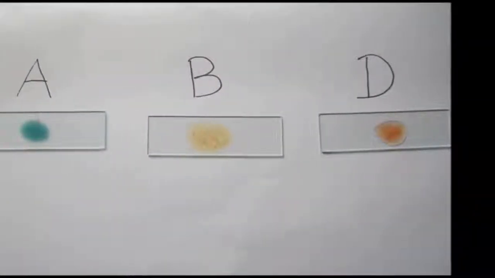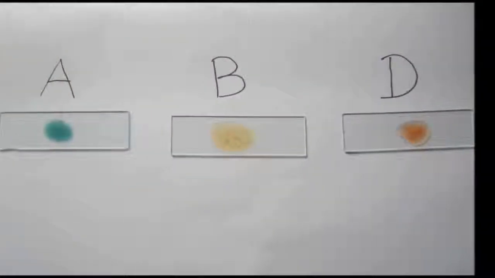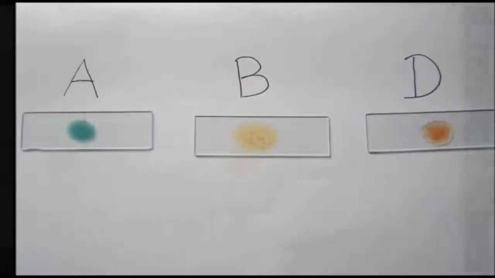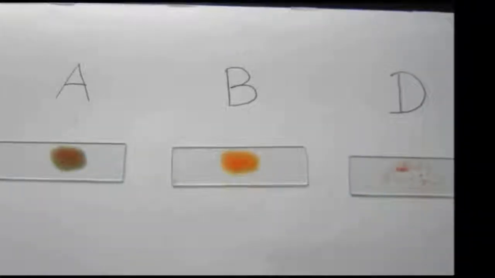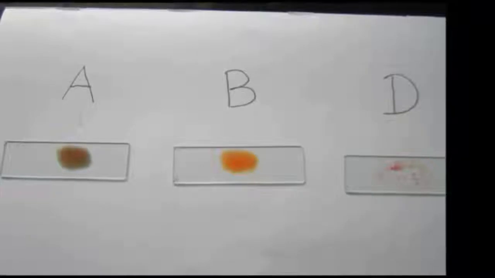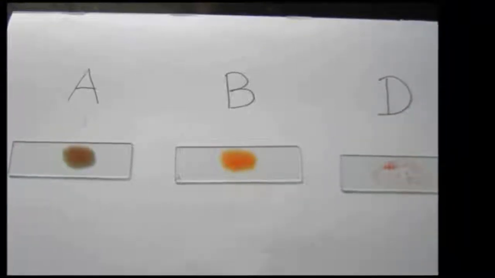B and D has shown agglutination, A has shown no agglutination, hence it is B positive. A and B has shown no agglutination, D has shown agglutination, hence it is O positive.